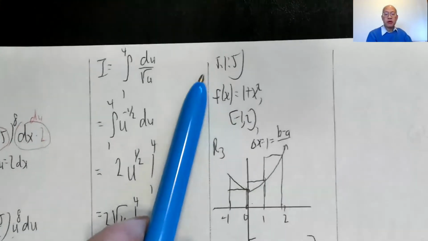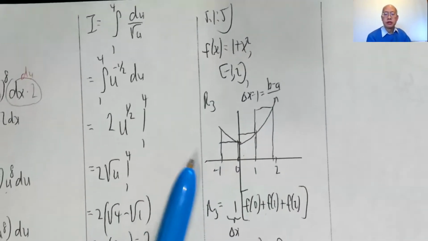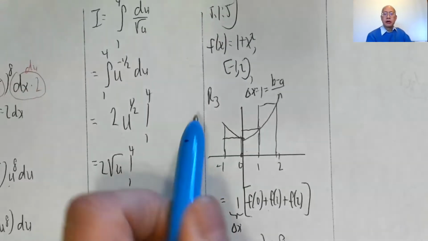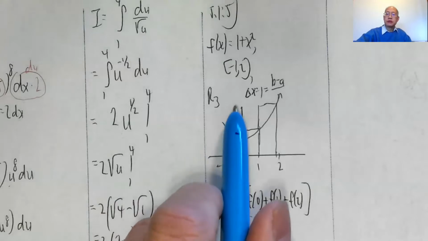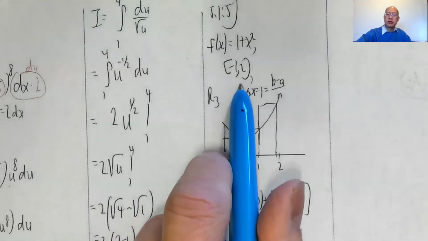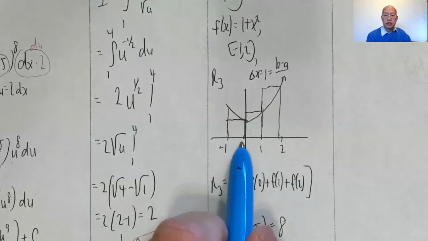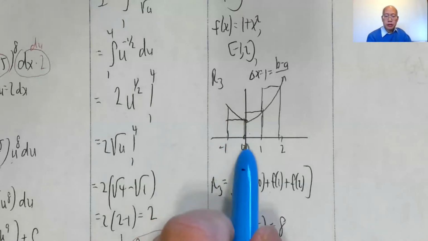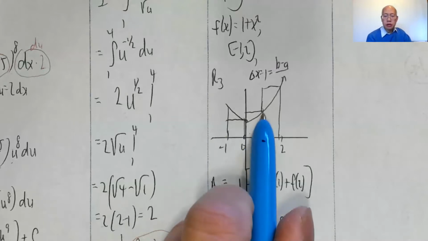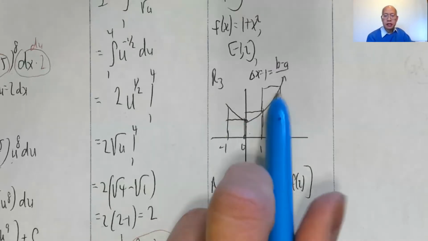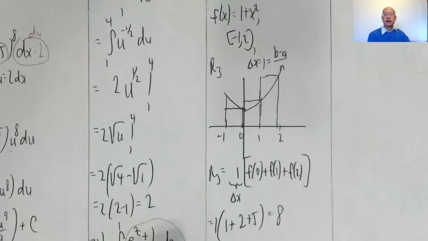Okay, back to 5.1, number 5. F of x is 1 plus x squared between -1 and 2. We want to use R3, right endpoints, 3 subintervals. So from -1 to 2 is 3 units divided into 3, so delta x is 1. So from -1 to 0, right endpoint is 0. Go up until you touch the graph, draw a rectangle. Between 0 and 1, the right endpoint is 1. Go until you touch the graph, draw a rectangle. Same thing for 2. So I'm replacing the true area under the curve with these 3 rectangles.